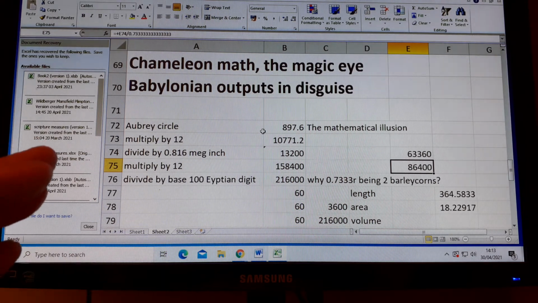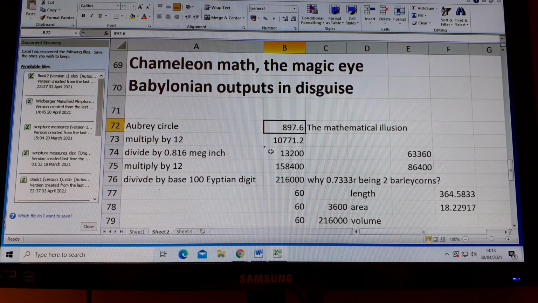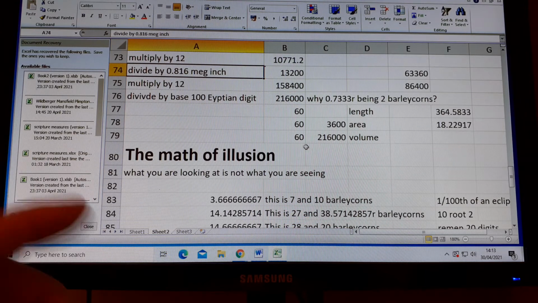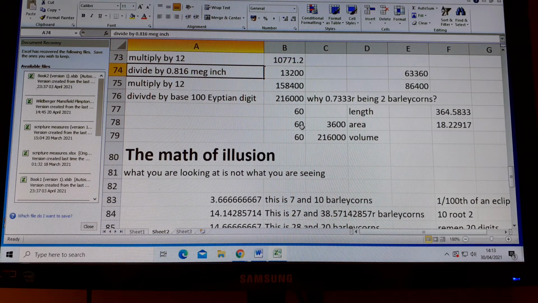That's the mathematical illusion. We're looking at that, but really it's that. And we're looking at that, but really it's that, and it's that. And the reason why it's this, and this, is because of this, the megalithic inch. Tom got it exactly right. So this is Babylonian mathematics. 60 times 60 times 60 is a unit of length. 3600 is area, and 216000 is volume.